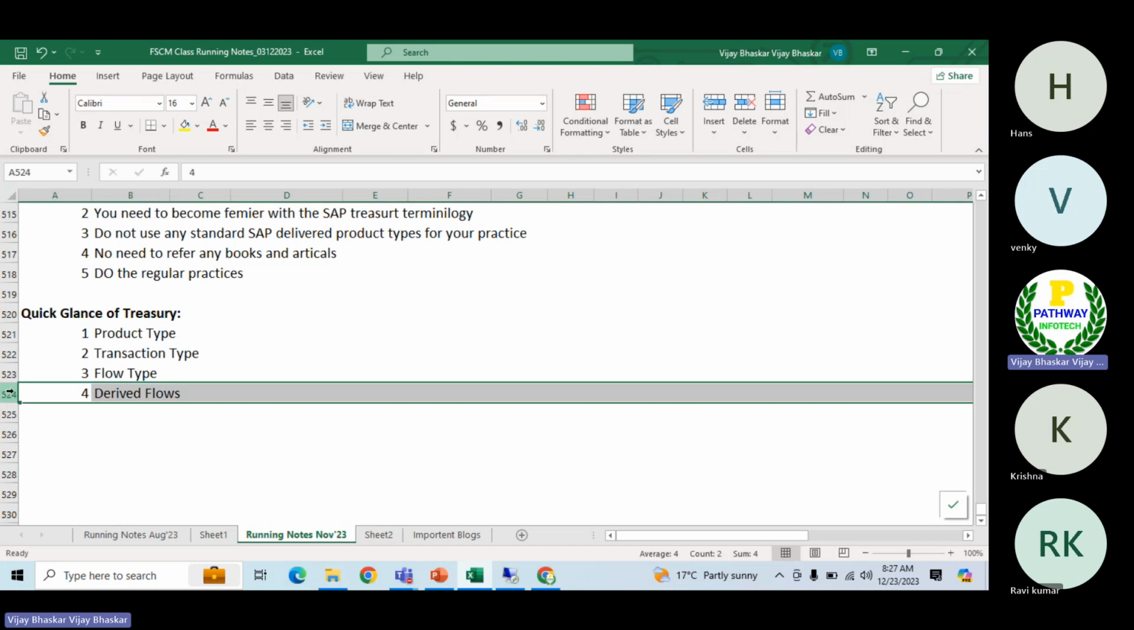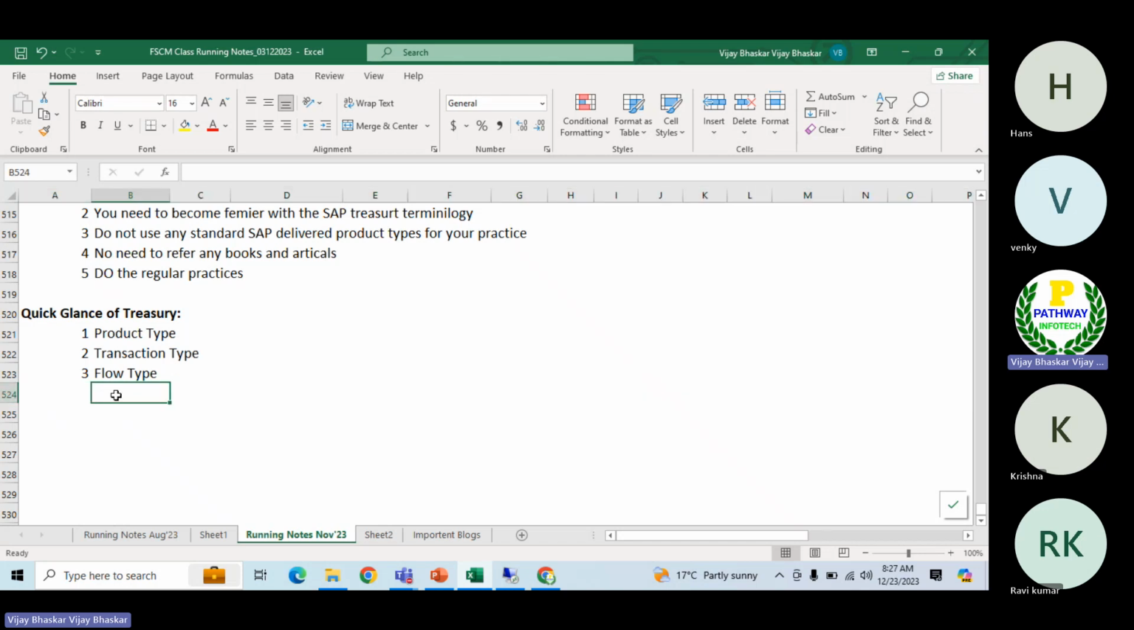One is the main flow, another one is the derived flow. Main flows and derived flows will be there. Then the next one is the update type.